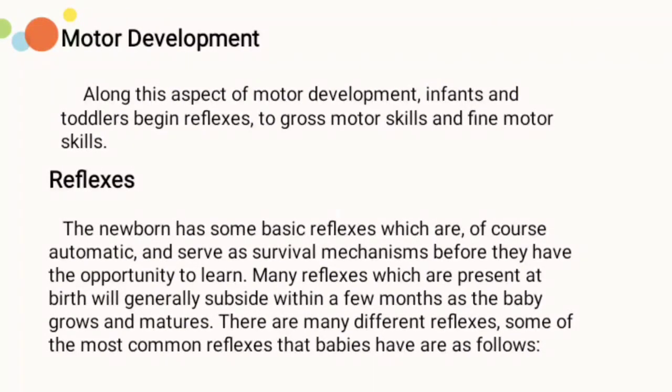Talking about motor development, infants and toddlers progress from reflexes to gross motor skills and fine motor skills. So, let's talk about reflexes. The newborn has some basic reflexes which are, of course, automatic and serve as survival mechanisms before they have the opportunity to learn. Many reflexes present at birth will generally subside within a few months as the baby grows and matures. There are many different reflexes.